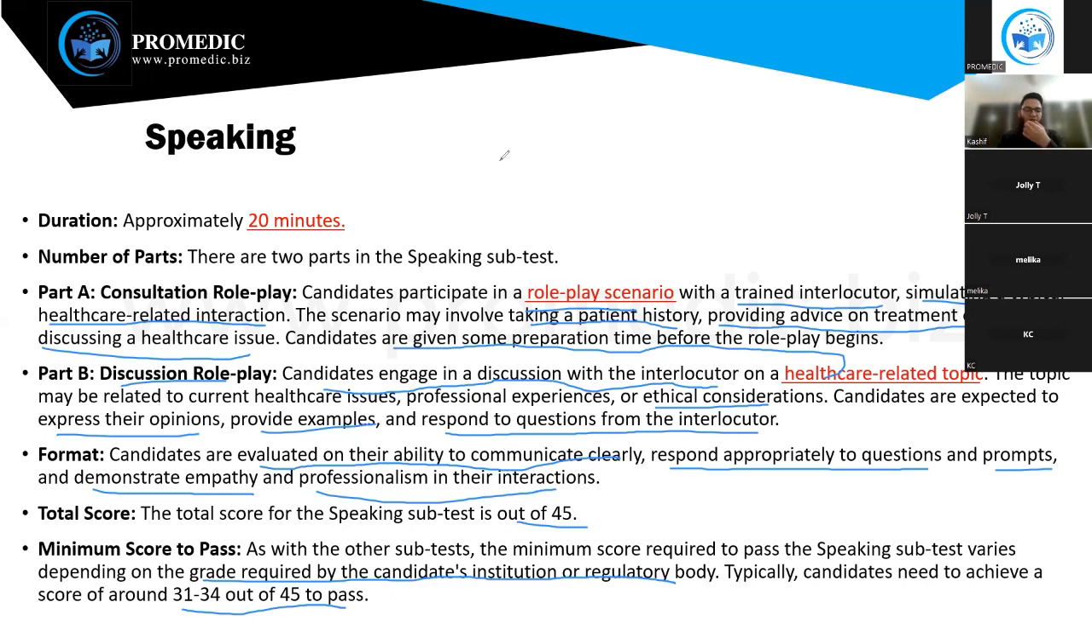Okay, so generally speaking, it is a 20 minute test. You will enter the room and there will be an interlocutor, and you will be given a paper in front of you. Both of these tests will be about 5 minutes. You'll be given a couple of minutes before that to read the scenario. Then there are questions given at the end of that.